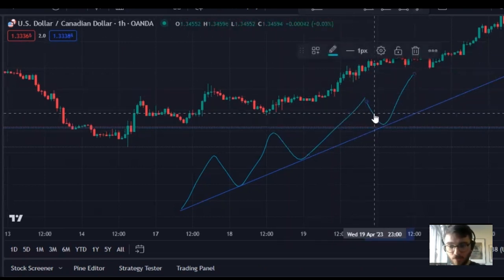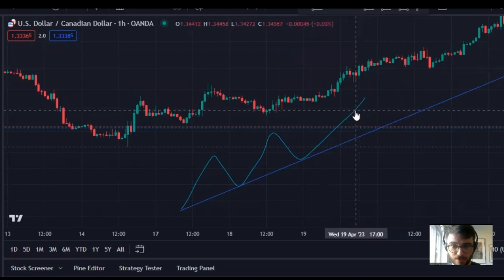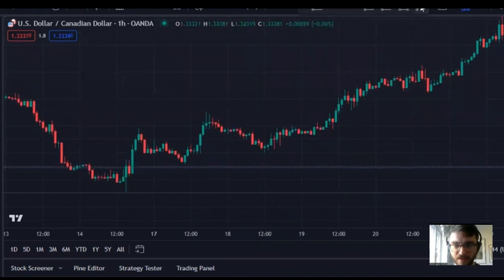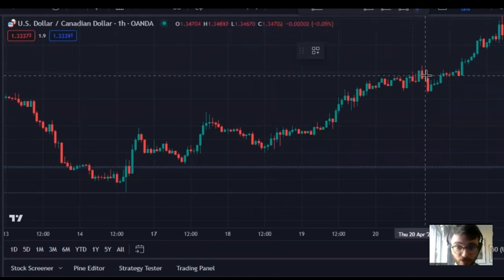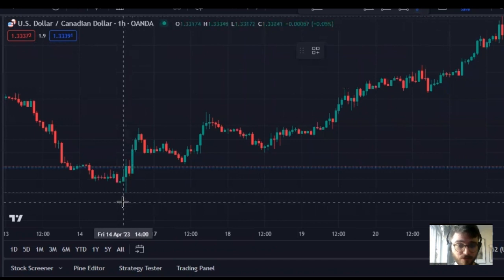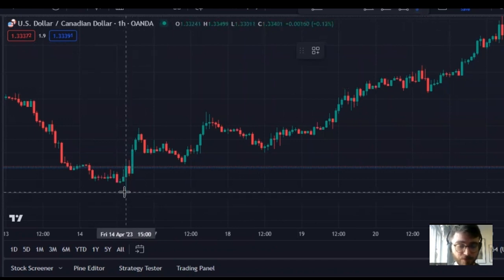So now let's just show an example on a proper chart. This is the Forex pair USD CAD, because usually Forex tends to trend more and respect the market structure compared to crypto. So I thought this would be really nice to show the point.